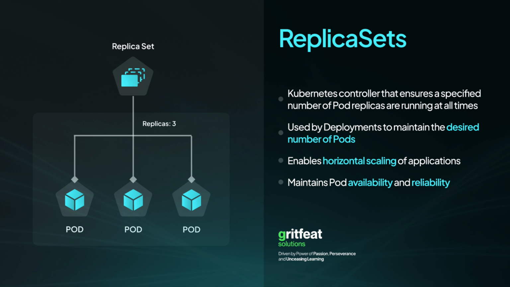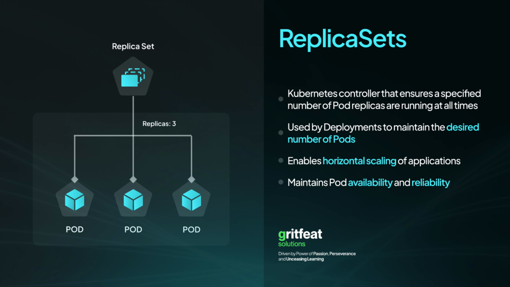So you have your pod which runs your application. But what if one pod fails? Or what if you need more of them to handle more users? That's where replica sets come in. A replica set is a Kubernetes controller that makes sure a specified number of identical pod replicas are running at all times.